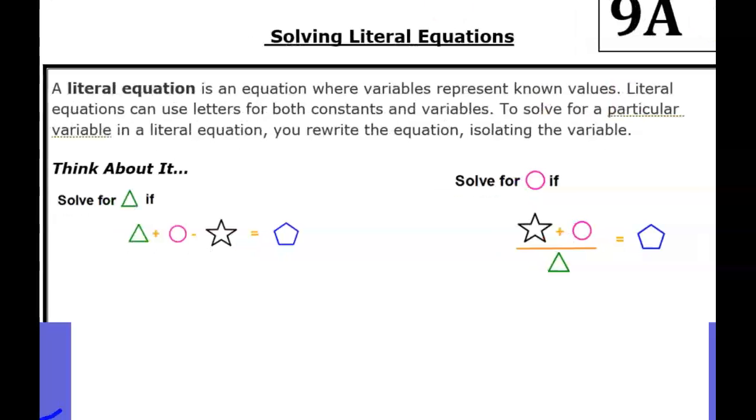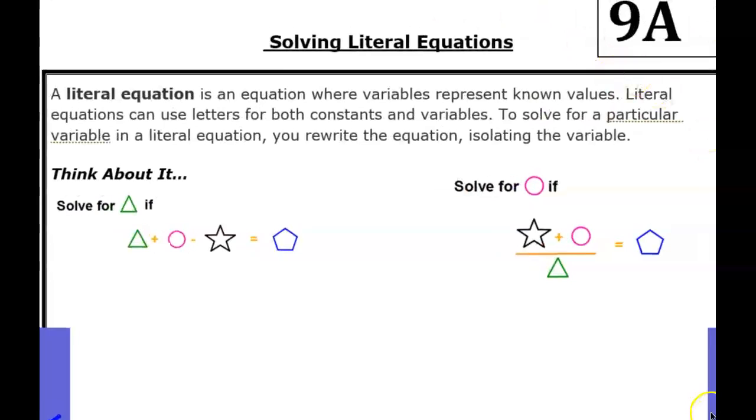All right, it means that we are going to be using the golden rule of algebra a lot today. And for the first time in math, we are going to be really not using numbers that much, okay? So, all right, I want to think about it first. So if we look at this example, it says solve for the triangle if triangle plus circle minus star is equal to the pentagon, okay?